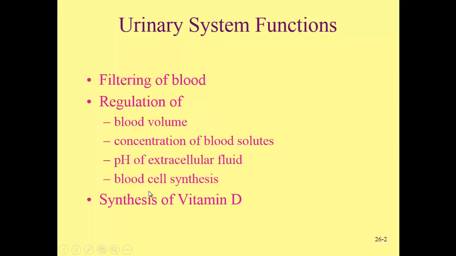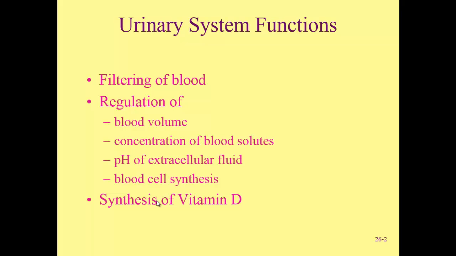And then synthesis of vitamin D. So remember, vitamin D synthesis begins in the skin, but that molecule is not complete yet. It's not ready to go. So it travels to the liver first. The liver manipulates it a little bit. Then it travels to the kidneys. The kidneys manipulate that molecule. Then it's secreted to the small intestine, where it helps us absorb what?